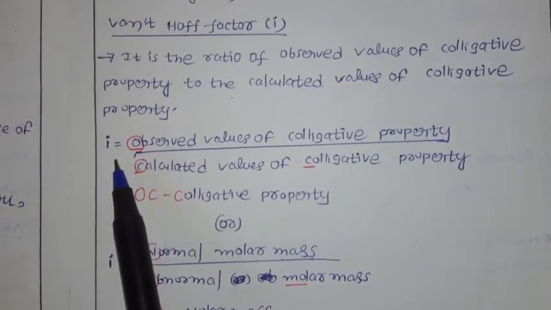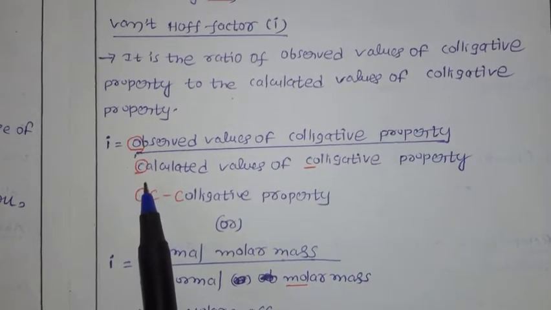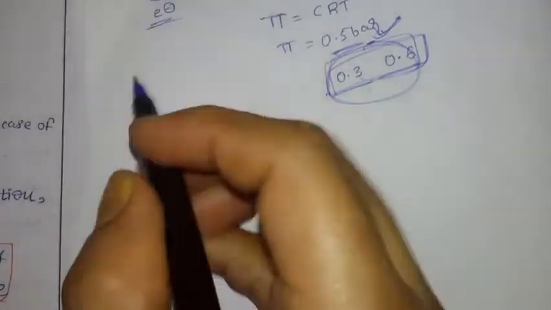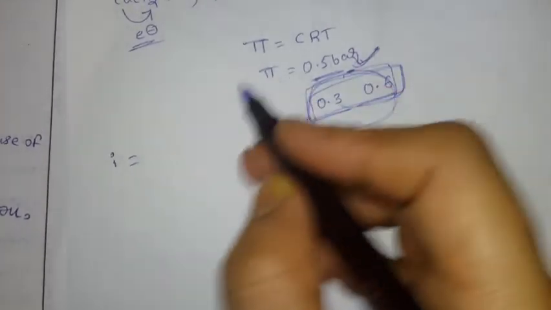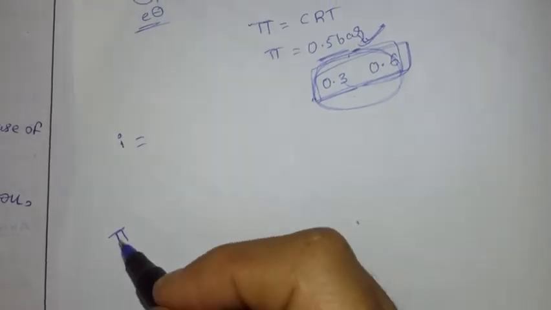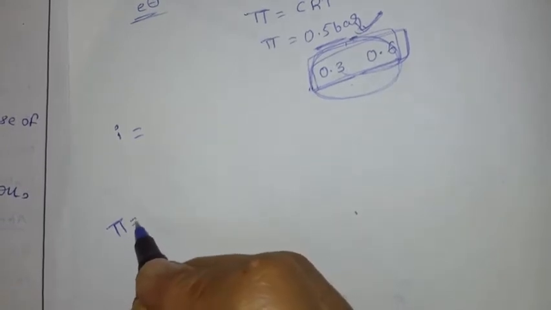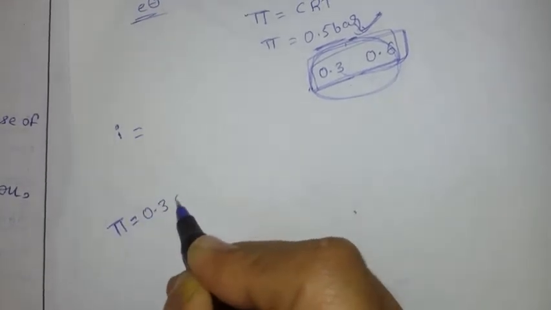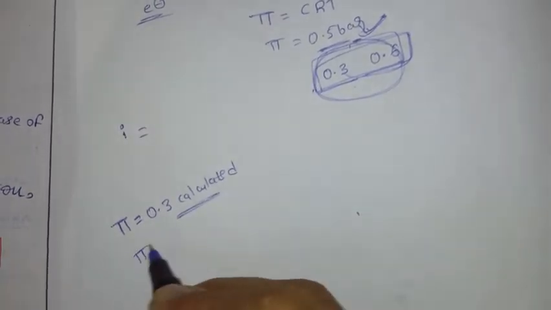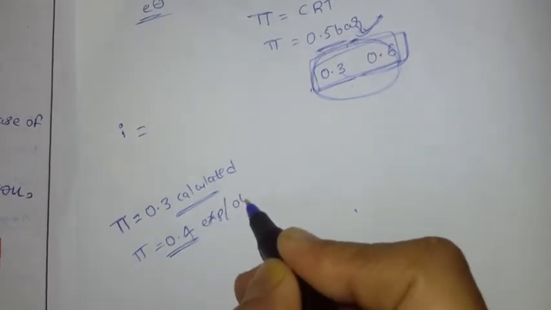The first definition: i equals the observed value of colligative properties divided by the calculated value of colligative properties. For example, I have some experiment. For colligative properties you can take relative lowering of vapor pressure, or delta Tb, or delta Tf, or pi value. Here, for example, pi is 0.3 according to calculation, meaning by using the formula I calculated. Experimentally I have observed 0.4. This is the experimental, or you can say the observed value.